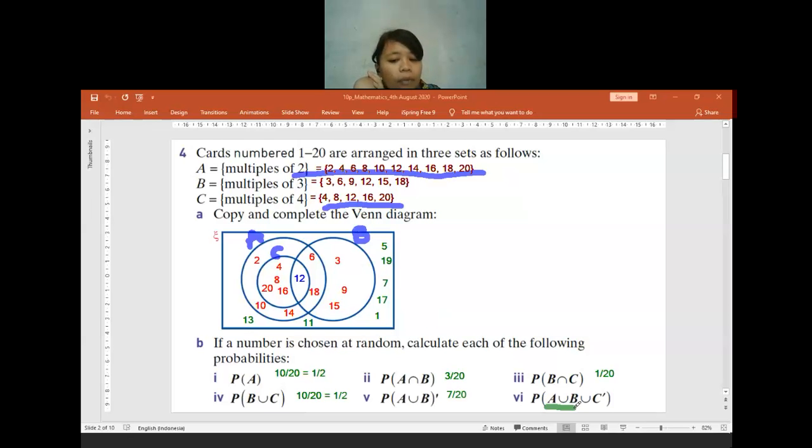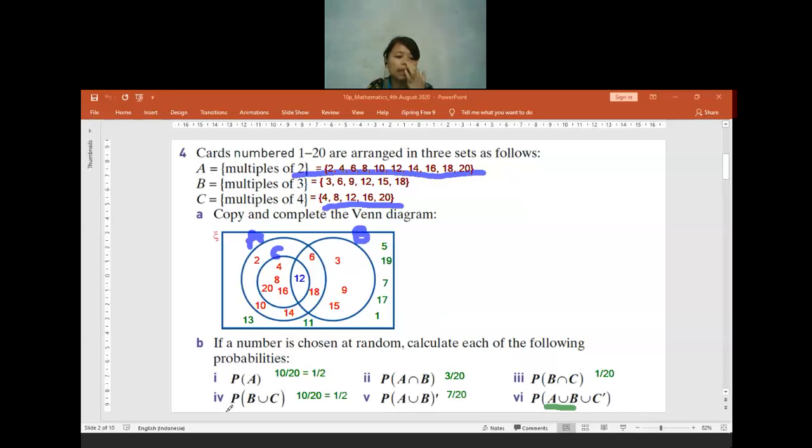Maybe we can start from the A union B. How many members are there for the A union B? 13. Yeah, A union B will be 13 numbers. And then we combine it again with the numbers outside the circle C. So which numbers are outside the circle C? There will be 2, 6, 10.